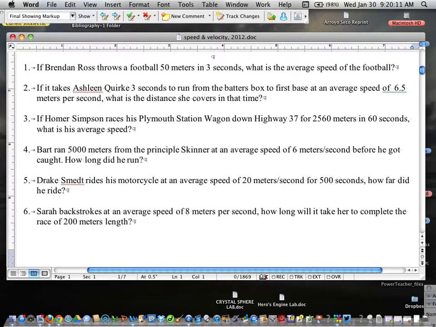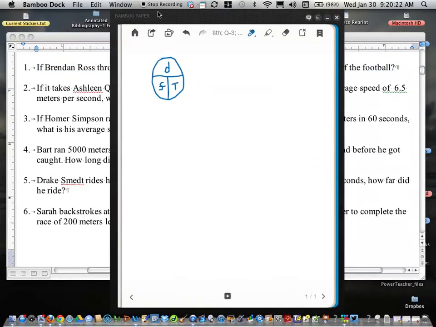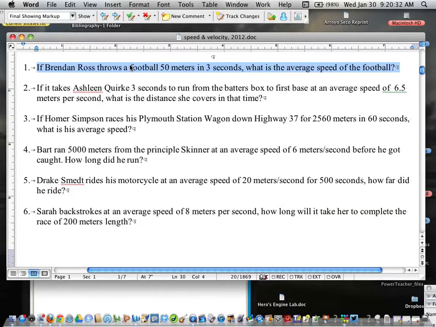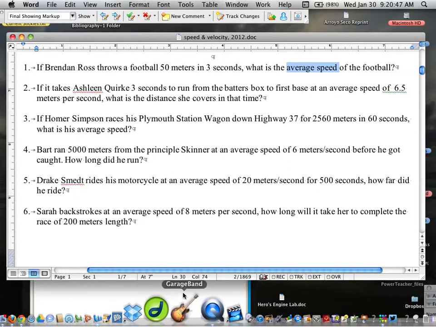Okay, so this particular question is on the second page of your sheet, and we're just going to do this together. First, it says what you know, and what you know is that the distance is 50 meters and the time is 3 seconds. That you can figure out. And it's asking for the speed, the average speed of the football.